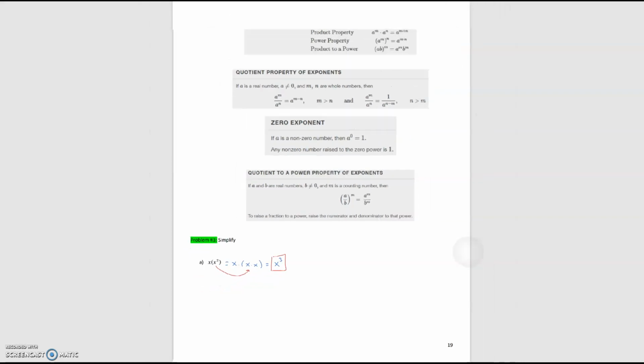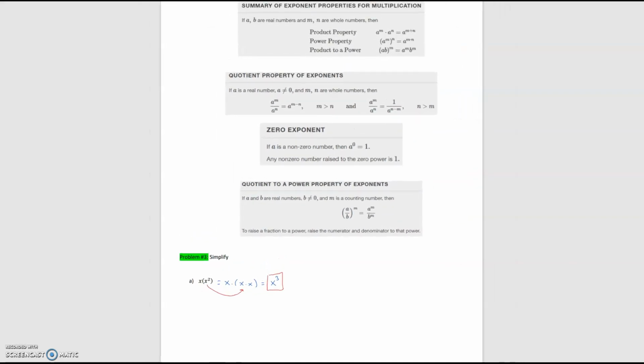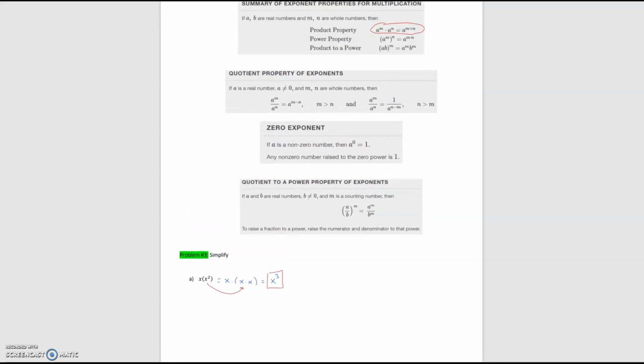If we were to use the formulas, notice that the first formula applies here because you technically have x to the first power times an x to the second power. As long as the bases are the same and you're multiplying, you're adding the exponents. So this will be x to the 1 plus 2, which will give us x to the third power.